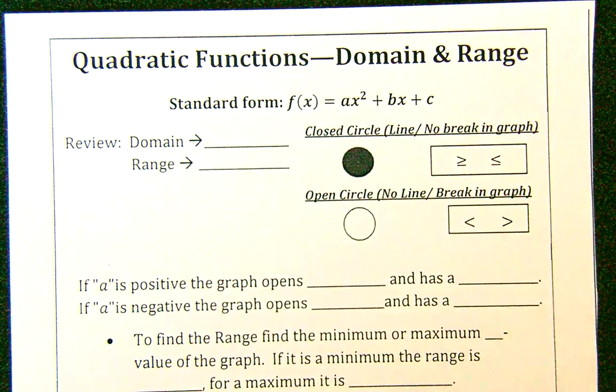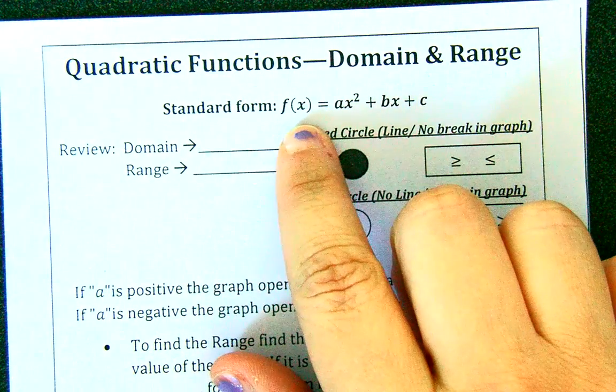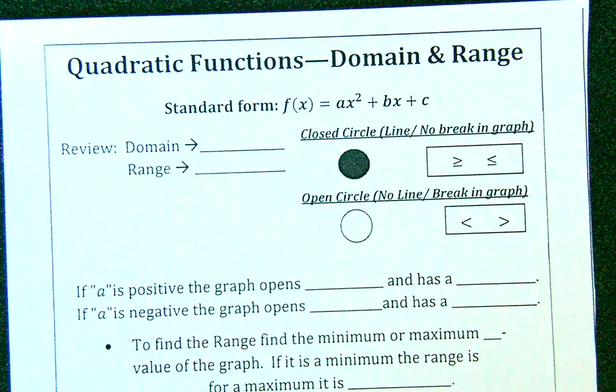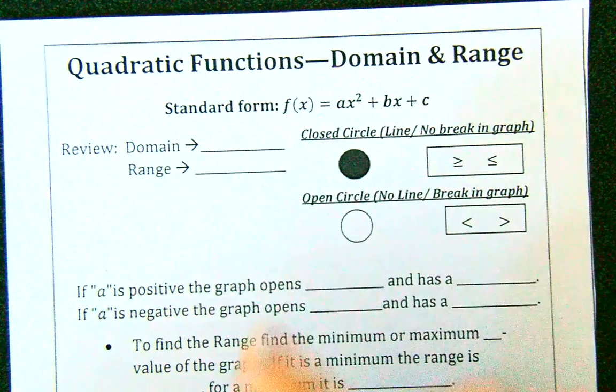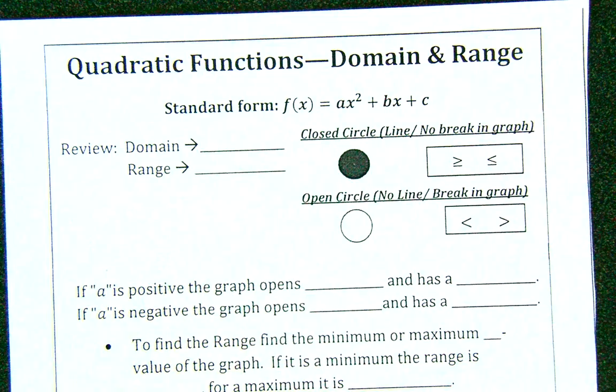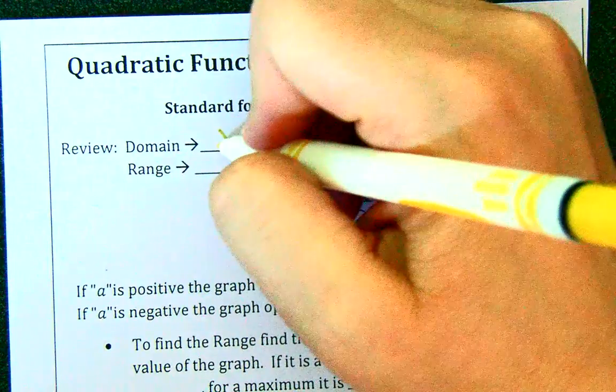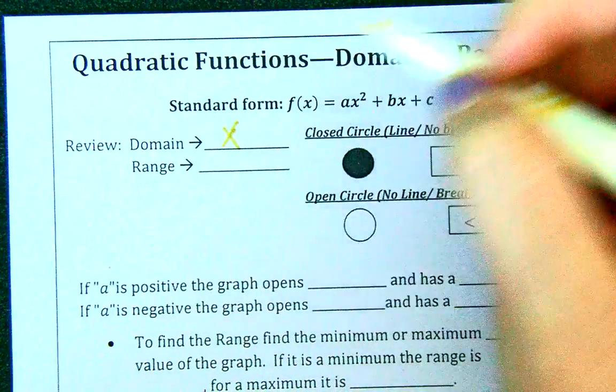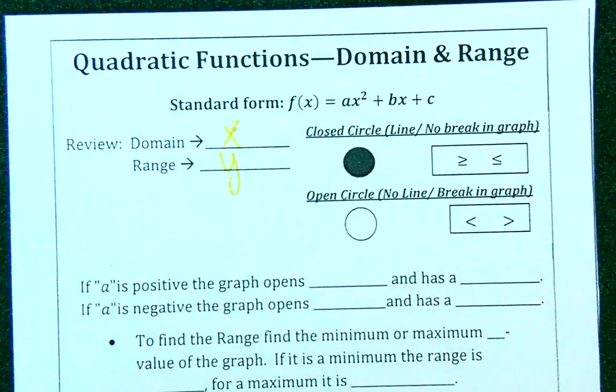Okay, let's review. Remember, the equation for a quadratic function is f of x equals ax squared plus bx plus c. Remember, f of x is the same as saying y. Also, our domain, remember, domain is the set of x values and range is our set of y values.